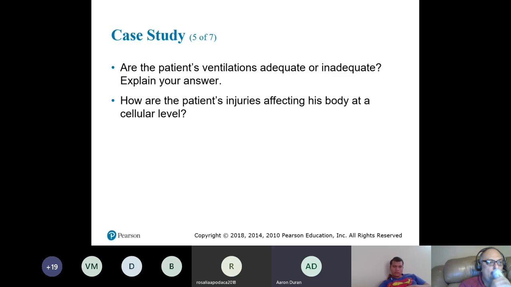Agonal breathing? No, he wasn't in agonal breathing. He's breathing 30 times a minute. The adequate respiratory rate for adults is 12 to 20 breaths per minute, so it's inadequate. It's okay.